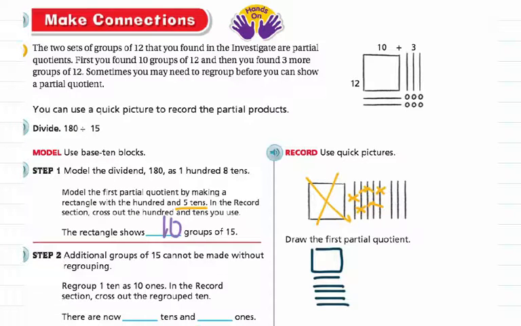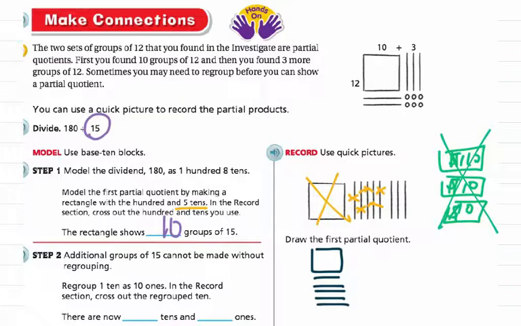Step 2. It says the additional groups of 15 cannot be made without regrouping. So what we can think about this in this case, students, is remember how we talked about the lottery? If we have 15 people that bought a lotto ticket, if we only have 3 $10 bills, can we share that equally amongst those people? No, each person can't get a $10 bill. So what we have to do is take what we have left over and regroup.